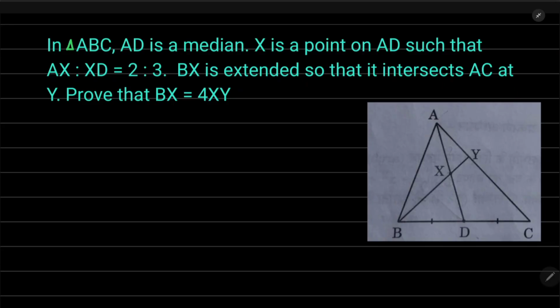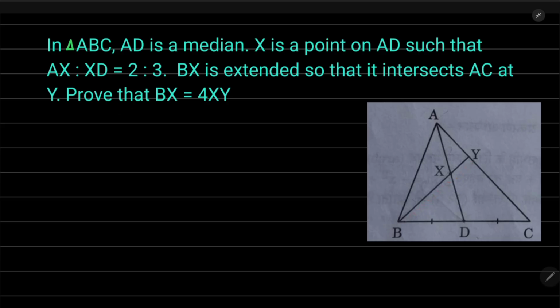So in today's video, let us see a board examination question that came in the Class 10 CBSE boards today. The question is, in triangle ABC, you are given AD is the median. X is a point on AD such that AX by XD is in the ratio of 2:3. And BX is extended so that it intersects AC at Y. You have to prove that BX is equal to 4 times XY.